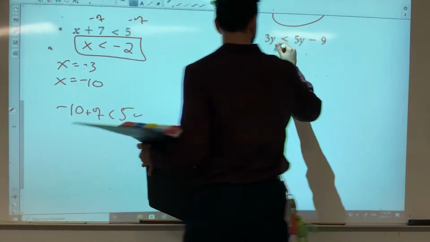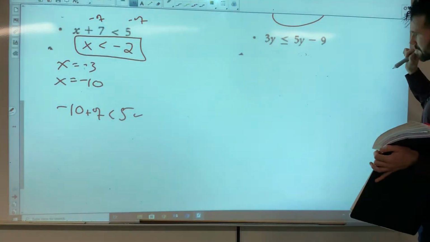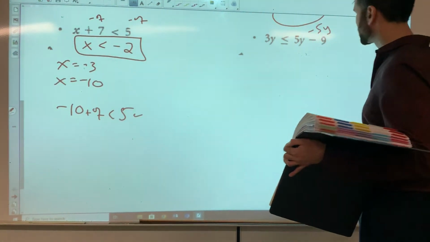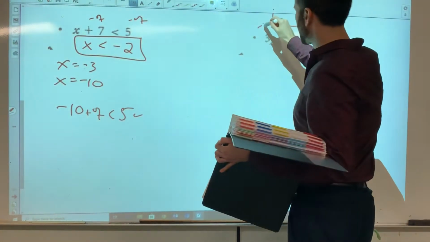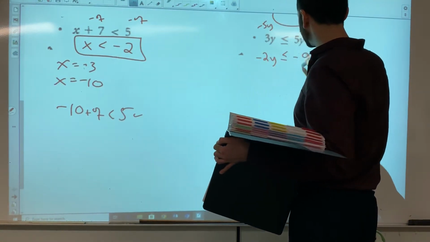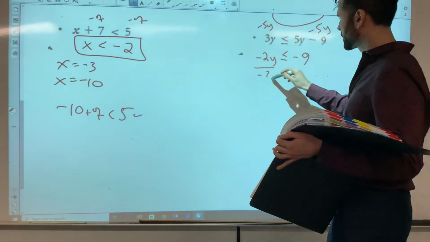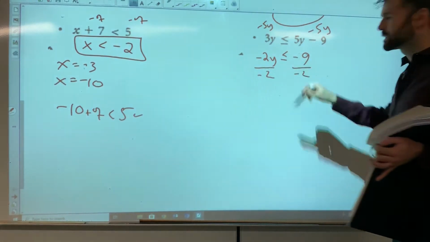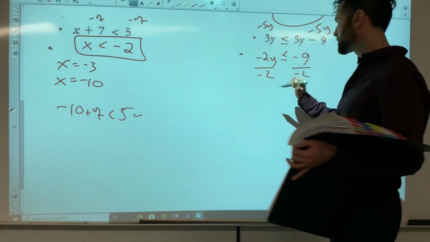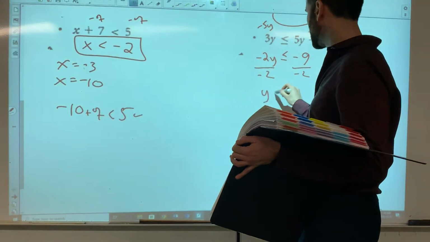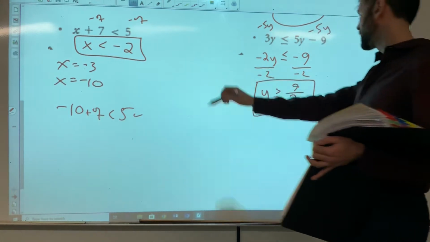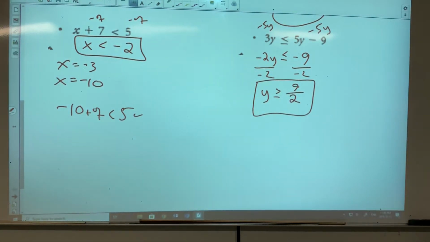Here's another one. Let's do it this way, so we make sure we review something. I'm going to subtract 5y from both sides. So that would give us negative 2y less than or equal to negative 9. So I'm going to divide both sides by negative 2. Do you guys remember what needs to happen to the inequality sign? Very good. Yeah, if you divide or multiply by a negative number, you got to flip the sign. So there we go. So you get y greater than or equal to 9 over 2.